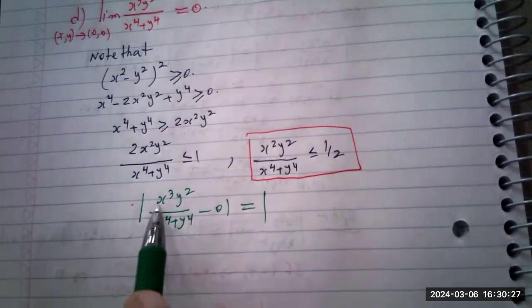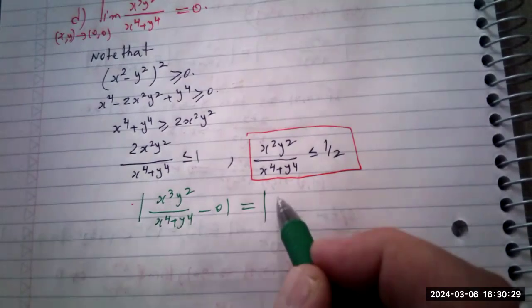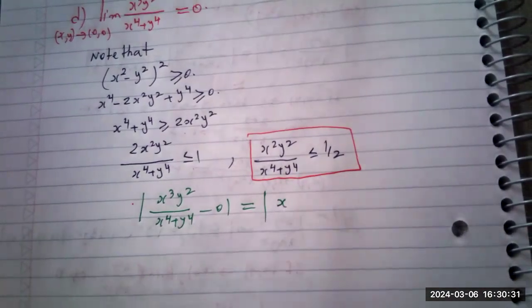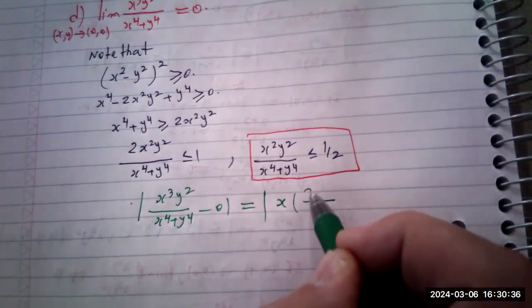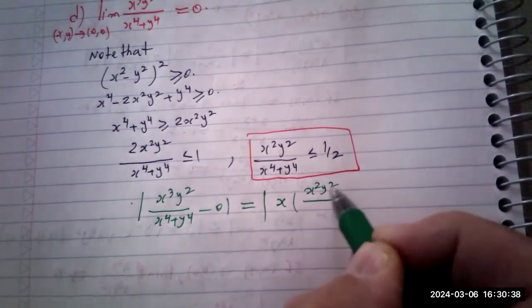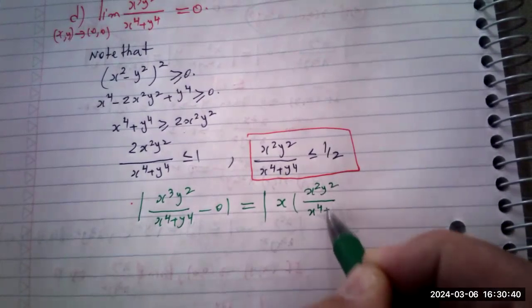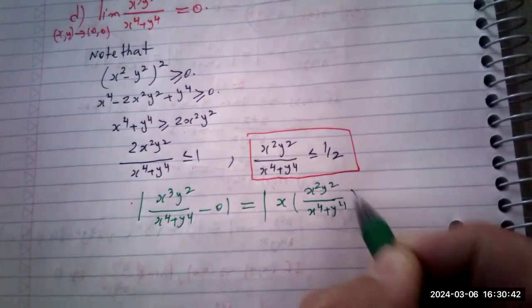Drop the 0 and change this one into this format. You see, x times the leftover. What's going to be the leftover? The top would be x squared, y squared. The bottom one would be x to the fourth, y to the fourth. Look at this.